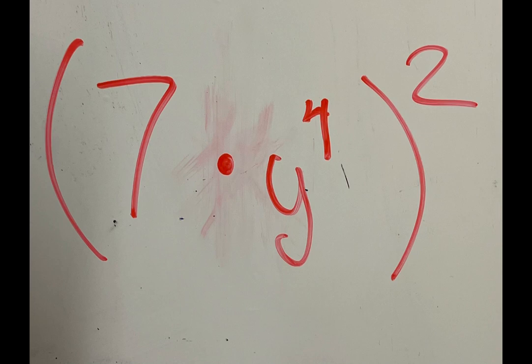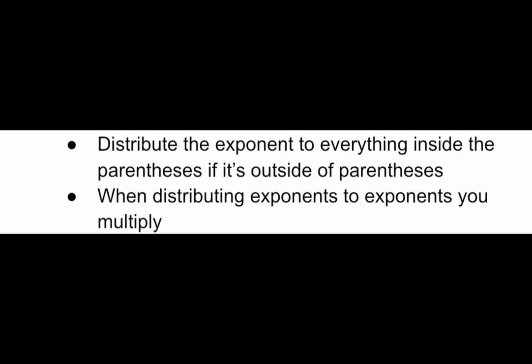Now problem 2. The vocabulary word distribute will come into play for this problem. When dealing with an equation with parentheses and an exponent outside of the parentheses, you want to distribute the exponent to everything inside of the parentheses. So 7 would become 7 to the power of 2. And now the exponent inside of the parentheses. For this, you just simply multiply the exponents. So y to the power of 4 becomes y to the power of 8.